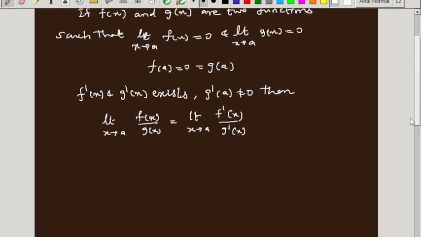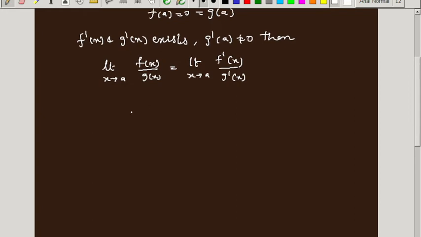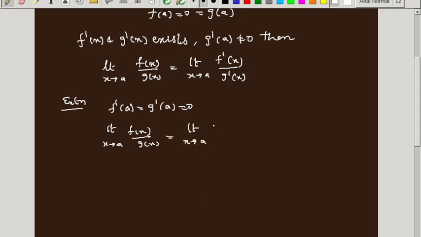So we can write the extension of this one. So further, if we are getting 0 here, f dash of a as well as g dash of a is 0, then limit x tends to a, f of x divided by g of x, we can write as limit x tends to a, f double dash of x divided by g double dash of x. So we can continue this until we get the answer.